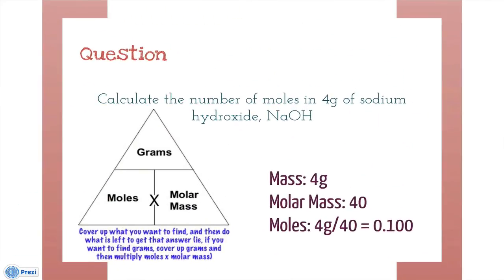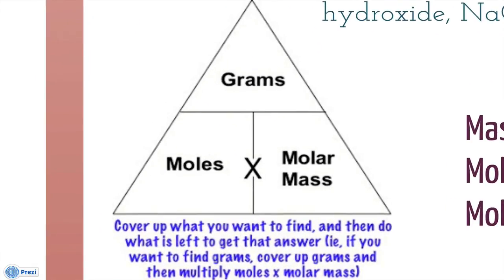Now, what if you have a question like calculate the number of moles in 4 grams of sodium hydroxide, NaOH? Well, we have a formula. I personally find the triangle formula helpful, so I'll explain that method. Basically what you do is you draw this triangle and you cover up what you want to find, and then you do what's left to get the answer.